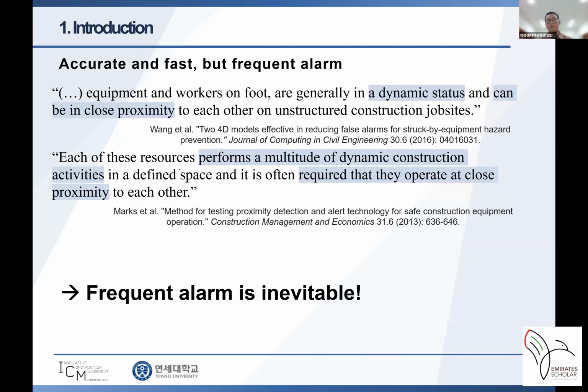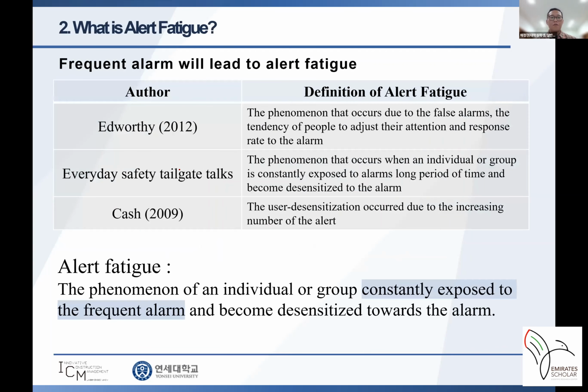But even though the alarm system gets accurate and fast and the rate of false alarm is reduced, due to the dynamic circumstance of the construction industry, close proximity working is inevitable, and therefore it will lead to frequent alarms. And frequent alarm is inevitable even though the alarm system gets more accurate and faster. Why frequent alarm is important is that frequent alarm can lead to alert fatigue, the main idea of this research.